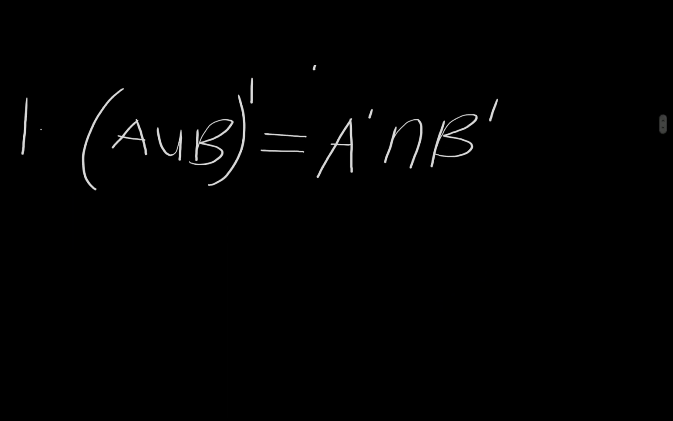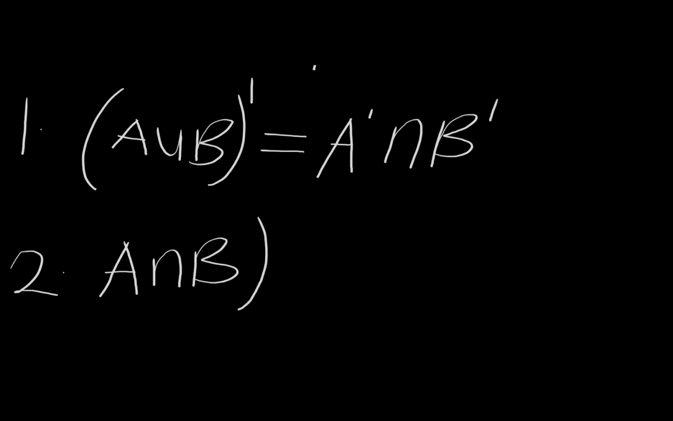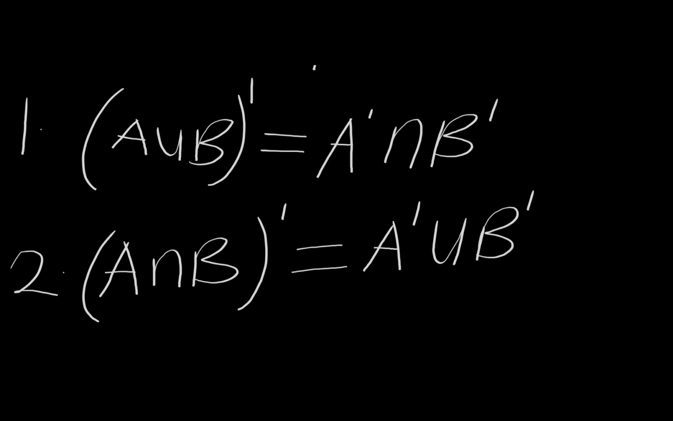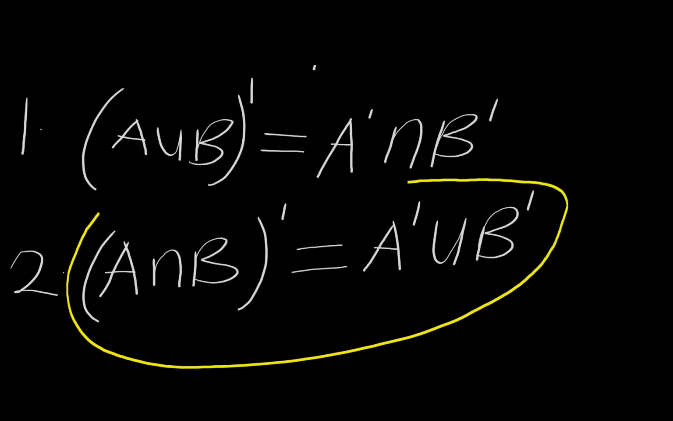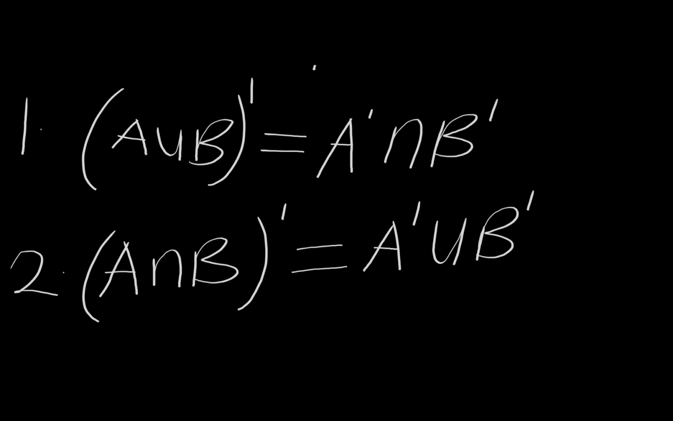Let's look at the second law. It says that if you find (A intersection B)', it will be the same as A' union B'. And this law is what is called De Morgan's law of intersection. Let's take an example to see how these laws work.